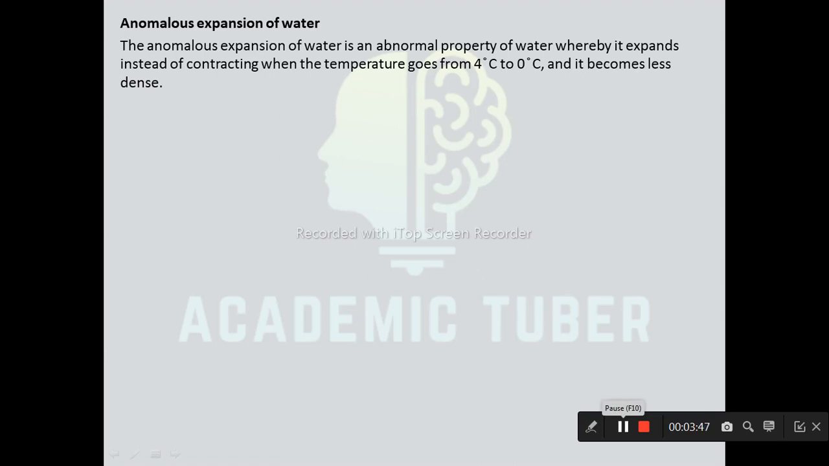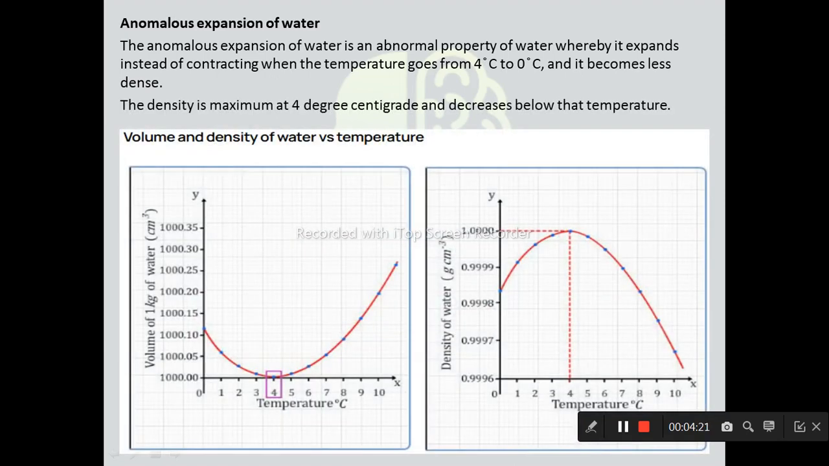When most substances are heated, their volume increases, but water shows a different nature. Its volume decreases on heating from 0 to 4 degrees Celsius. Also on cooling down to 4 degrees Celsius, its volume decreases. But from 4 degrees Celsius to 0 degrees Celsius, its volume increases. Therefore, water at 4 degrees Celsius has minimum volume and maximum density, and this unique property of water is known as the anomalous expansion of water.